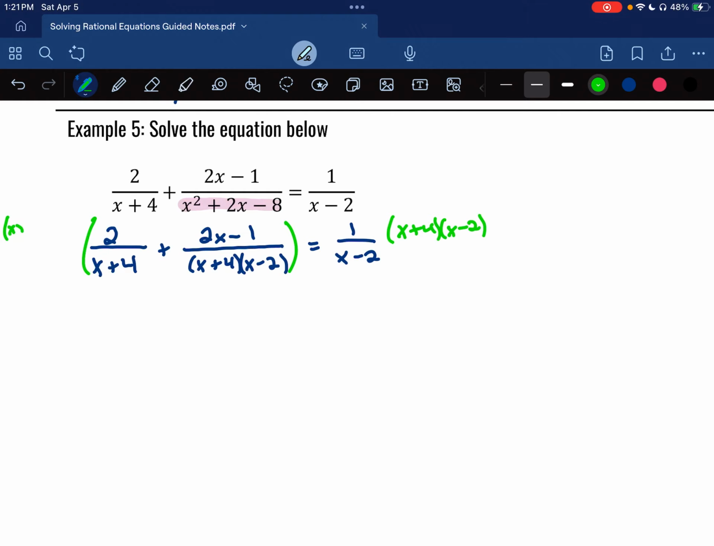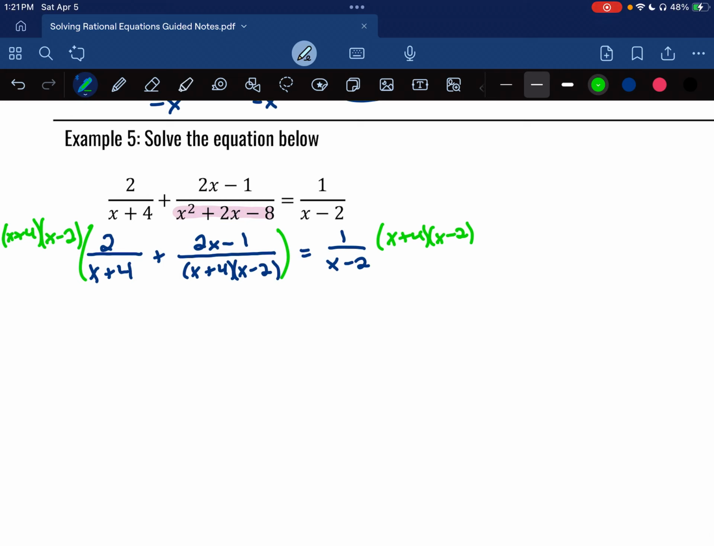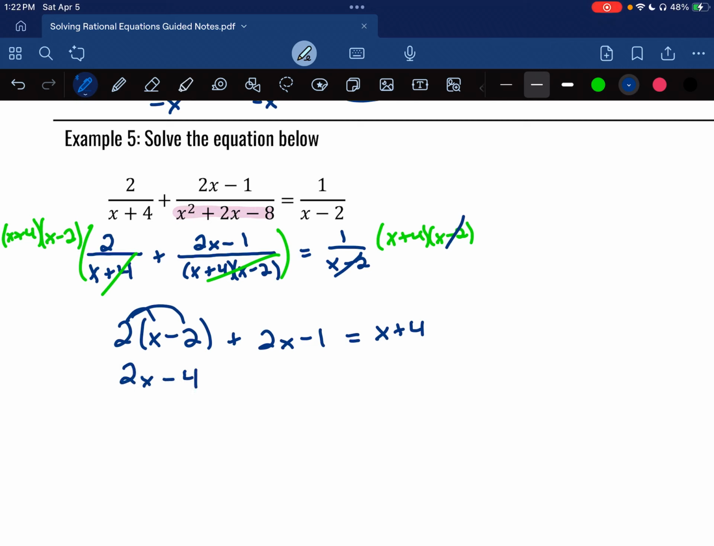All right, so that's going to get canceled. That whole thing's going to get canceled. And so we'll have 2 times x minus 2 plus 2x minus 1, and that's going to be equal to x plus 4, because this x minus 2 and x minus 2 will cancel. All right, time to start cleaning up. We're going to distribute. We have like terms that we need to combine. And then we can use some inverse operations to find our solution.